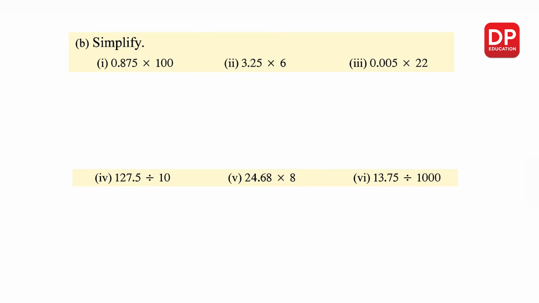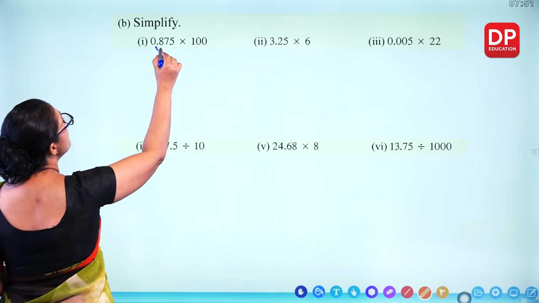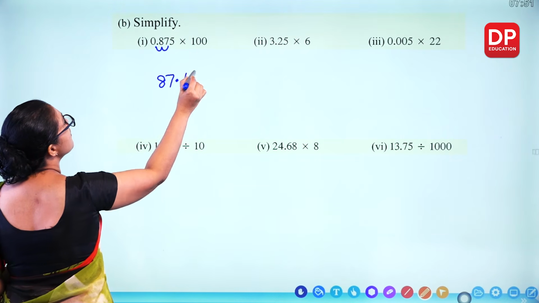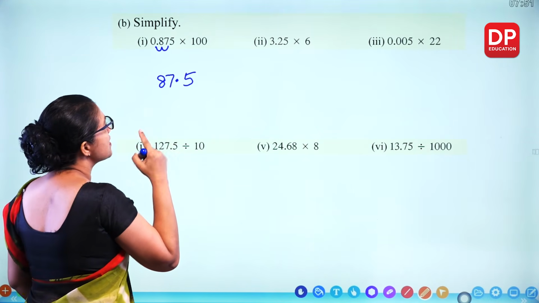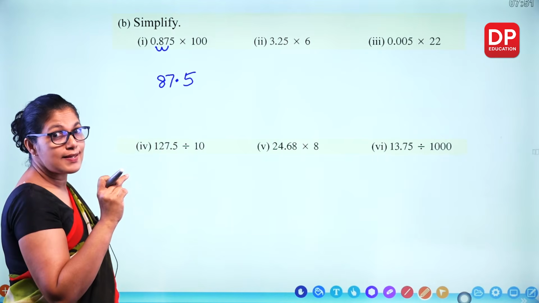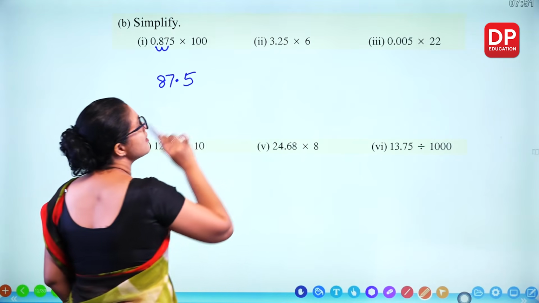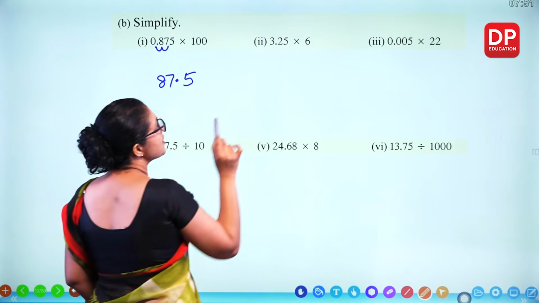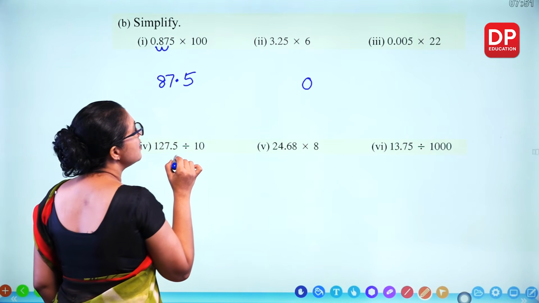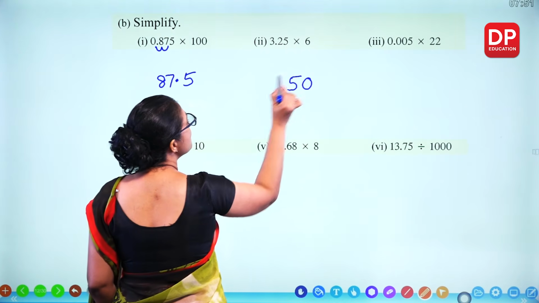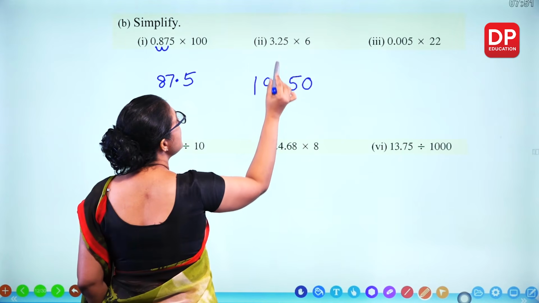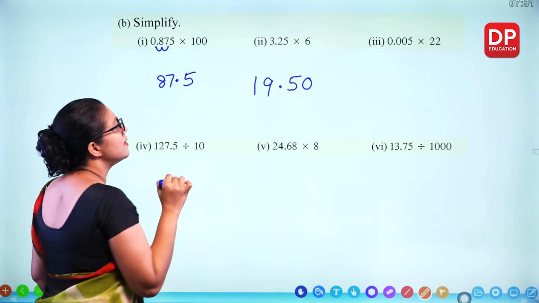Simplify. Multiply by 100. Move the decimal place 2 places to the right. 87.5. Multiply by 6. Ignore the decimal point. Just multiply and then keep 2 places, because in the question there are 2 places after the decimal point. 6 times 5, 30. 3 remaining. 6 times 2, 12. 12 plus 3, 15. 1 remaining. 6 times 3, 18 plus 1, 19, and 2 decimal places you have to keep.